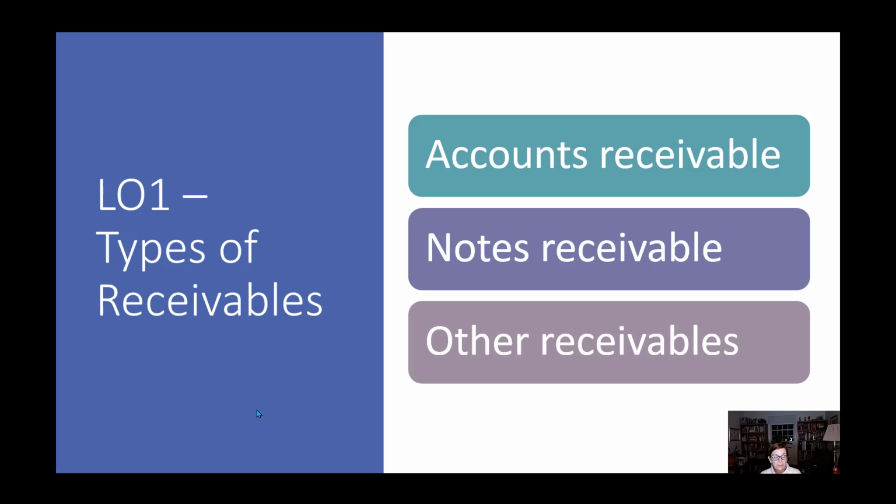Other receivables could be things like interest receivable, or say the company is getting an income tax refund and they have an income tax receivable, refund receivable, something like that. So anything that's not accounts receivable or notes receivable that the company is going to be getting in the future would be classified as an other receivable.